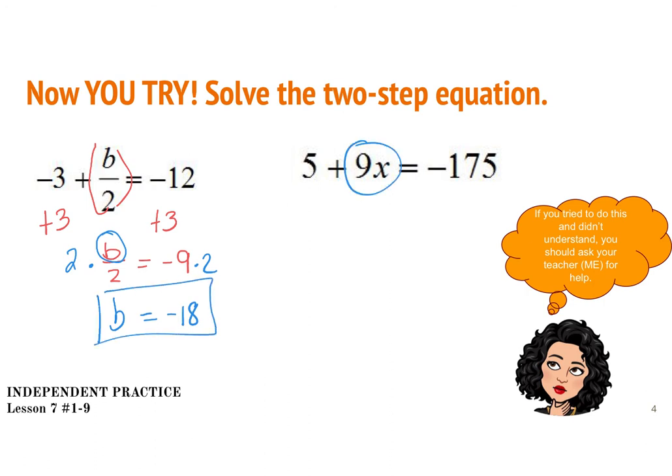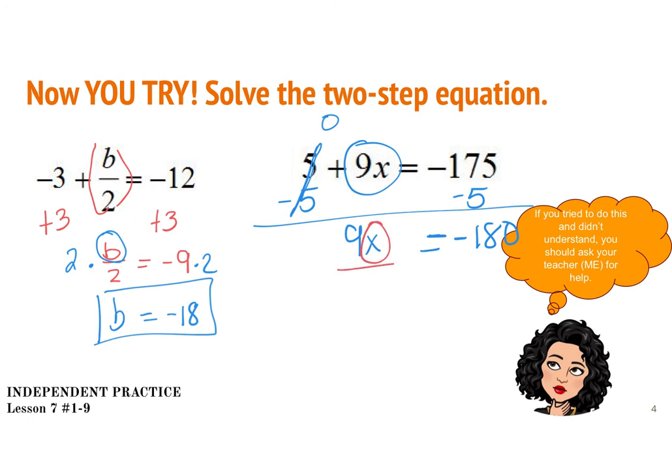Isolate variable group. Do the opposite, so positive 5 minus 5, this gives me 0. That's how I make it go away. So when I simplify, I'm going to have 9x equal to negative 180. Then I want to isolate the variable. Because it's being multiplied, the opposite would be to divide. This becomes a big 1. So x is equal to negative 20.